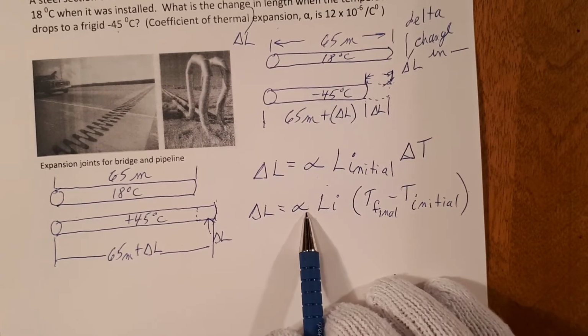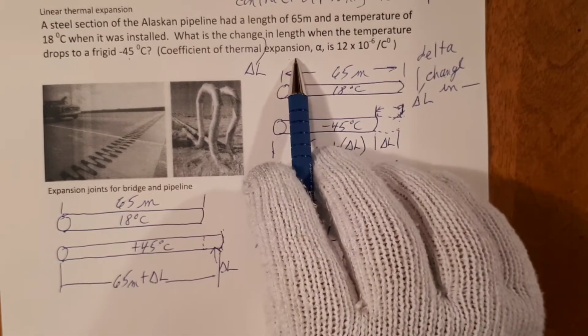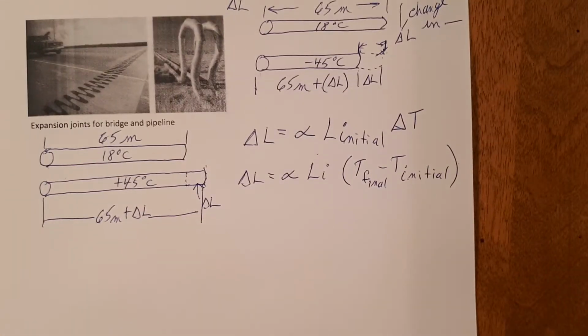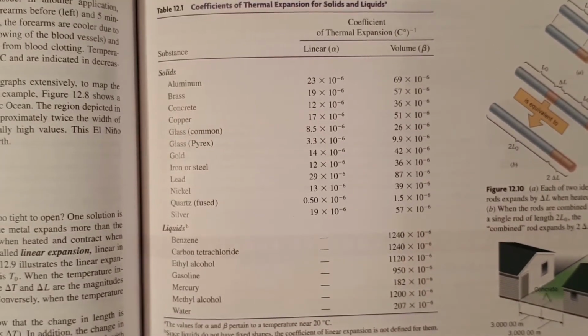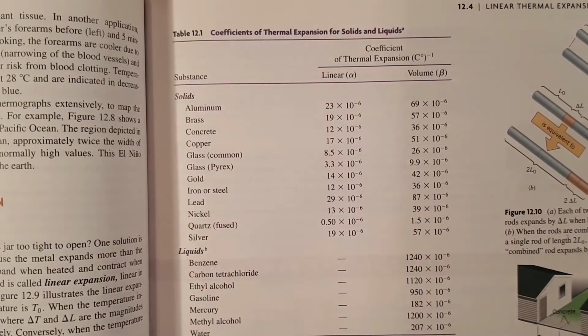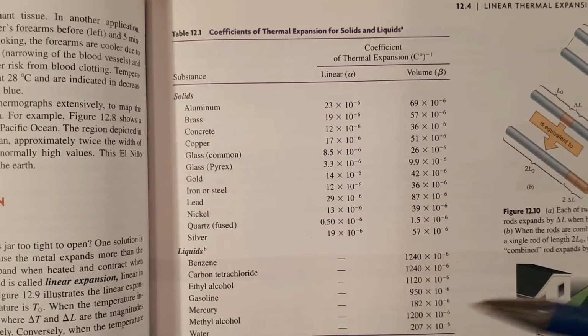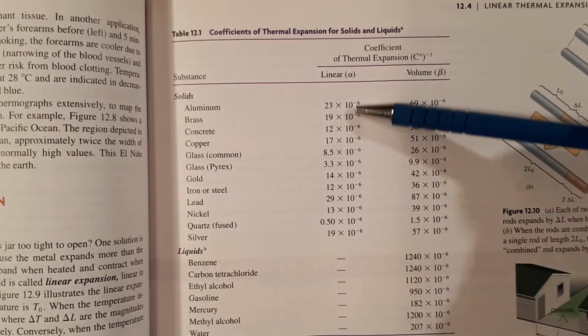Now let's look at alpha. Where does alpha come from? The coefficient of linear expansion. Well, this comes from a chart. All materials have their own coefficients of linear expansion. Let's take a look. Here is the chart. Coefficient of thermal expansion. We need the linear expansion alpha. And here's a list of items. There are all the various materials, and that is how much they expand.